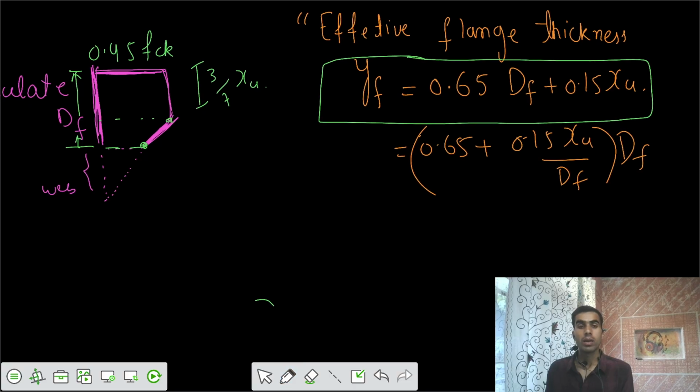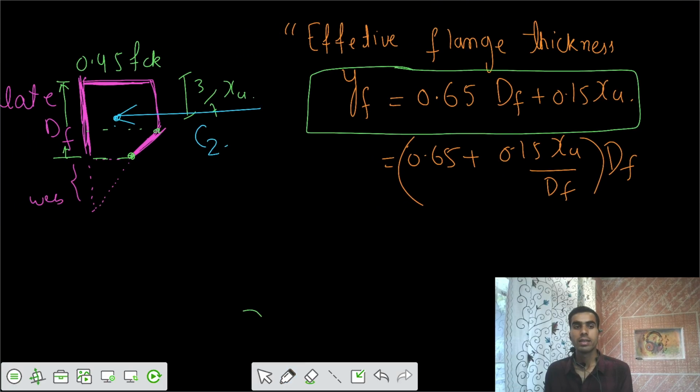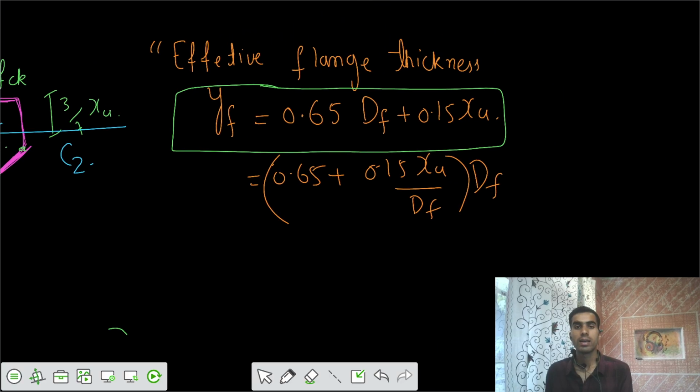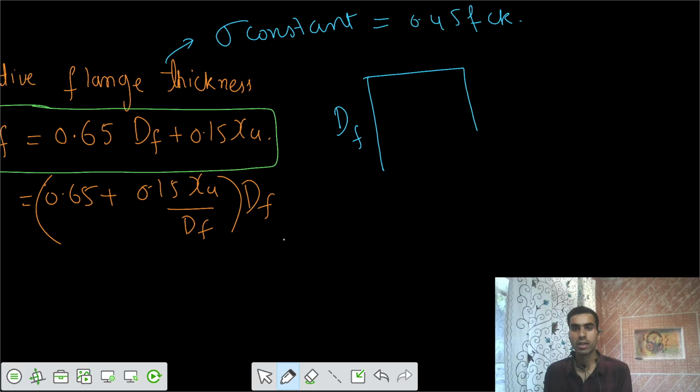Now I would say, let's say that the total C force contributed by this one is some C2 force, and I want the same amount of C2 force to be developed in that effective flange width such that the stresses are constant. So this is some thickness of the flange such that your stresses are constant, and that also having peak value equal to 0.45 FCK. This is that depth of that thickness of the flange. If the total thickness of the flange was DF and the variation of stress was in this fashion, let's have that.